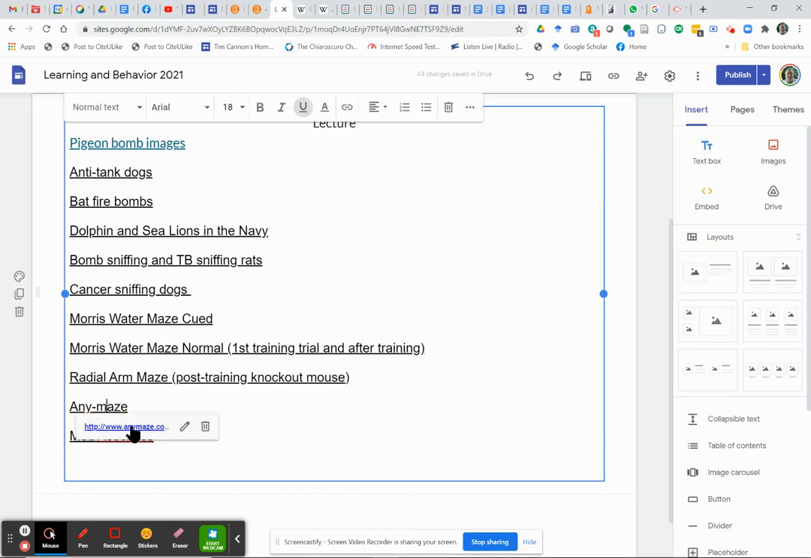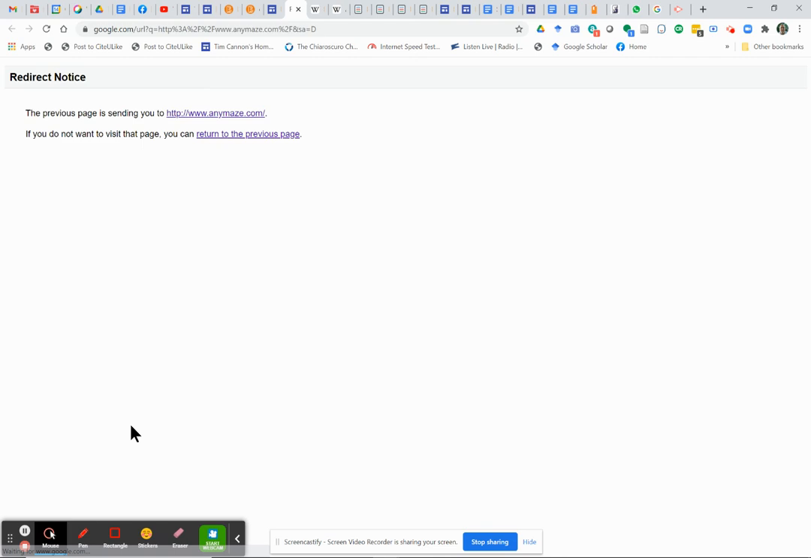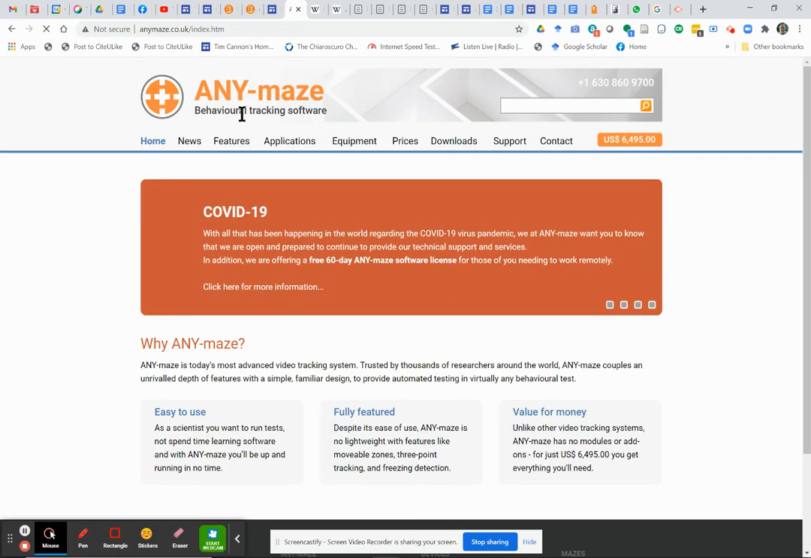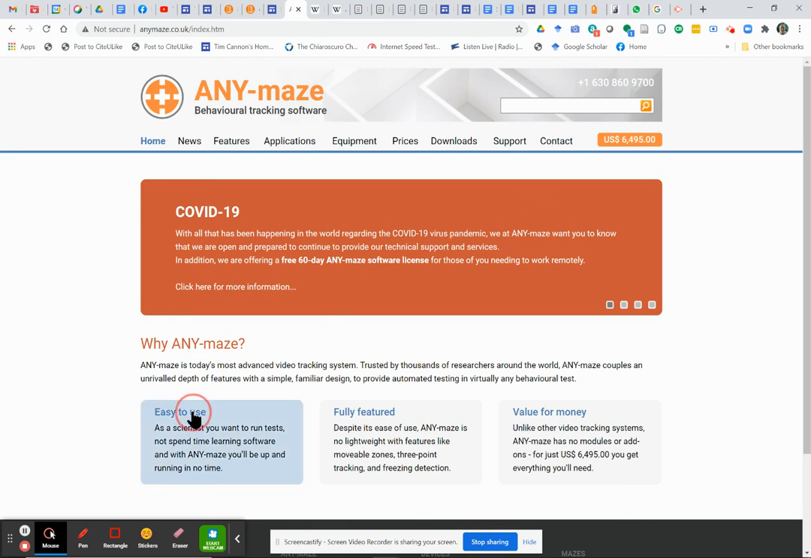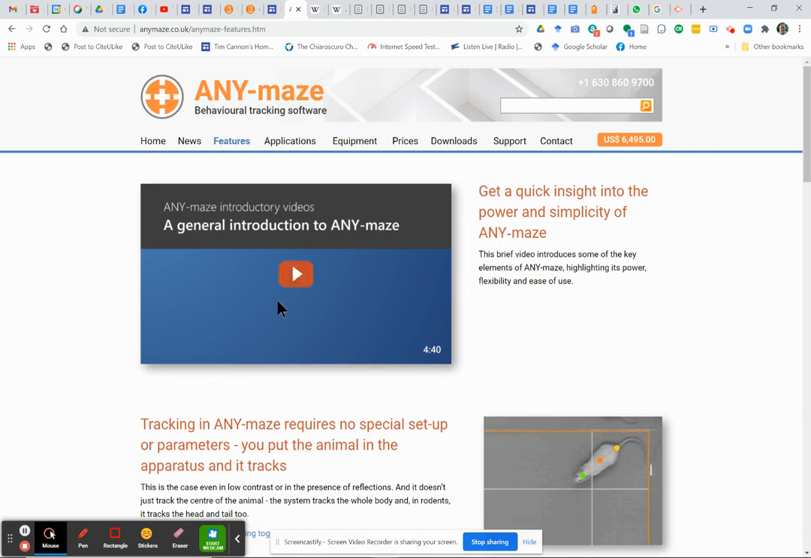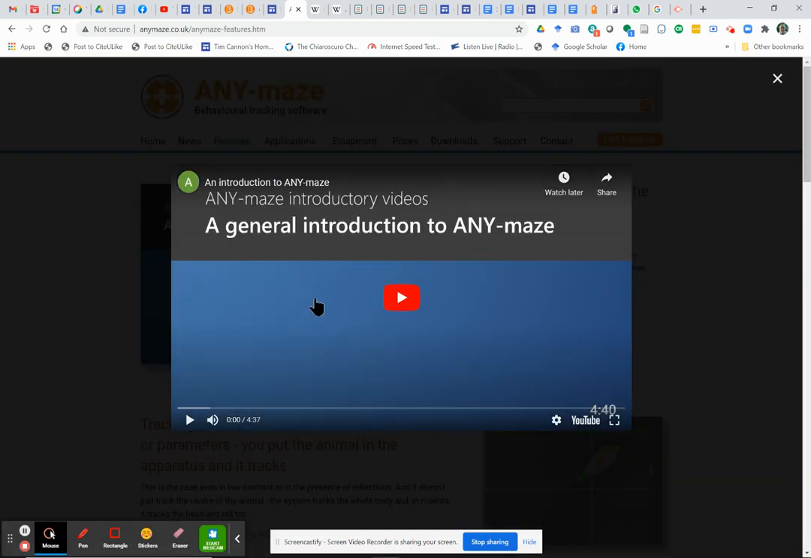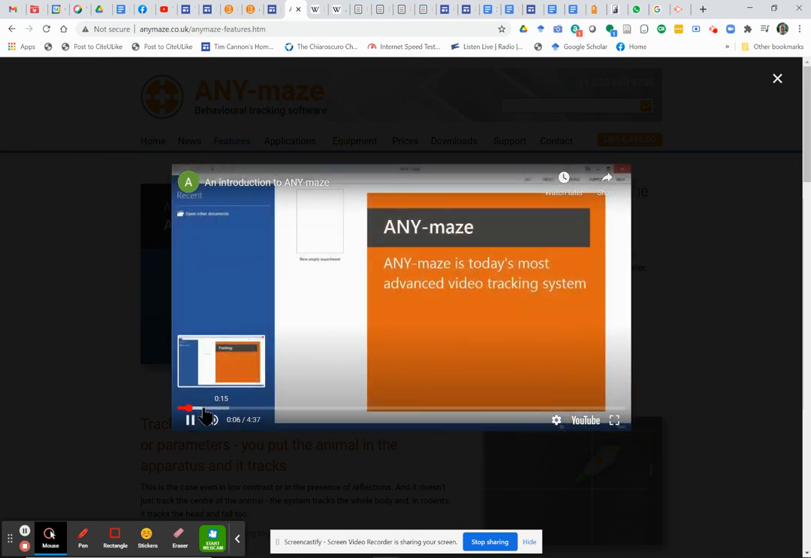This is modern software that we use to track behavior. We bought this years ago. Didn't use it that much. It's only $6,500. They're not giving it away. And here's a general introduction. They like themselves.